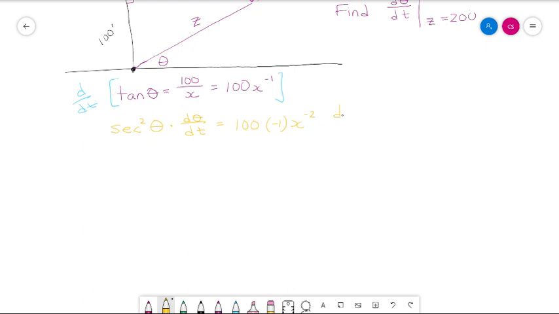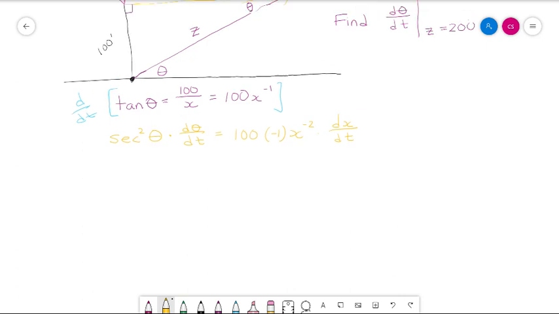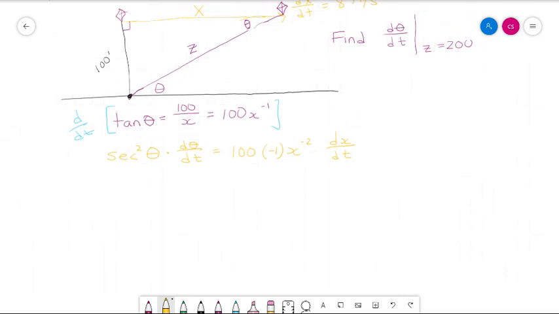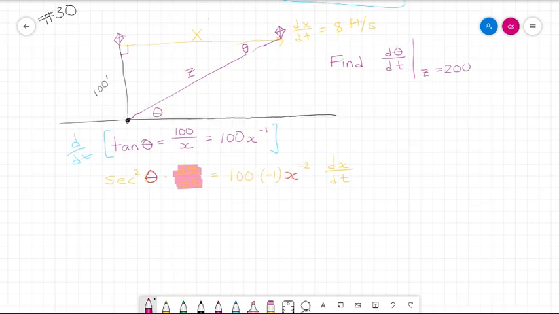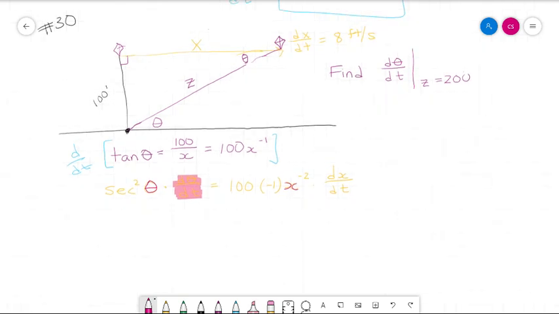And then times the derivative of our inside function. Okay, so we are trying to find d theta dt. And we have that here, right? D theta dt, that's what we're trying to solve for. So if we wanted to solve for d theta dt, we need a couple things. We need to figure out our theta when z is equal to 200, and we also have to figure out our x. Okay, and we know dx dt.